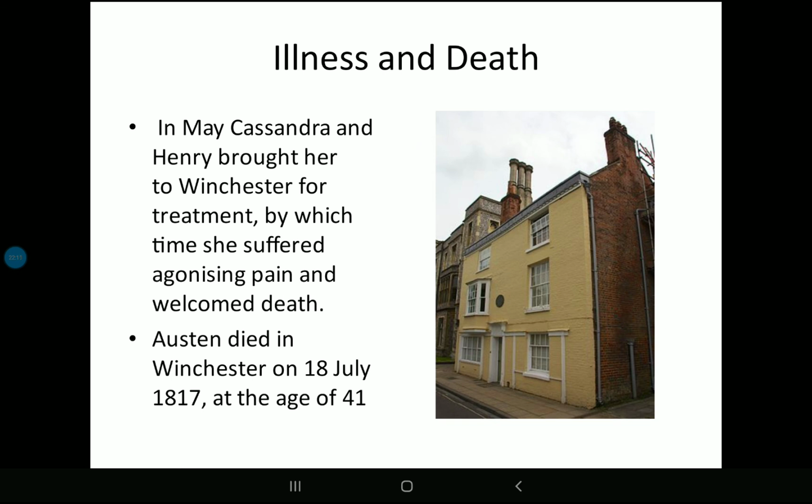So in May, Cassandra and Henry brought her to Winchester for treatment, by which time she suffered agonizing pain and welcomed death. So this is the house actually where she died. It is in Winchester. Her brother Henry and Cassandra took her to Winchester for treatment, and Austen passed away in the year 1817, 18th July, at the age of 41.